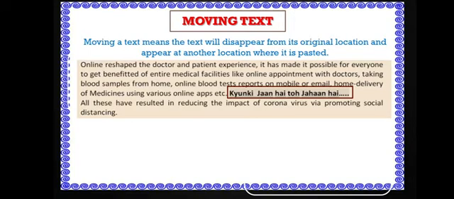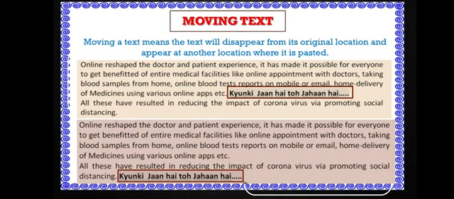Moving text. Moving a text means the text will disappear from its original location and will appear at another location where it is pasted. Just look at the text which is highlighted with a box. Once I move the text, now you can see in the previous first text, the text is at line number 4, whereas I have moved the text to the next paragraph on line number 6. This is called moving a text.